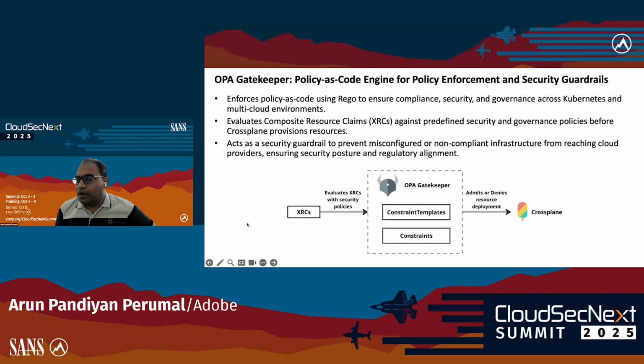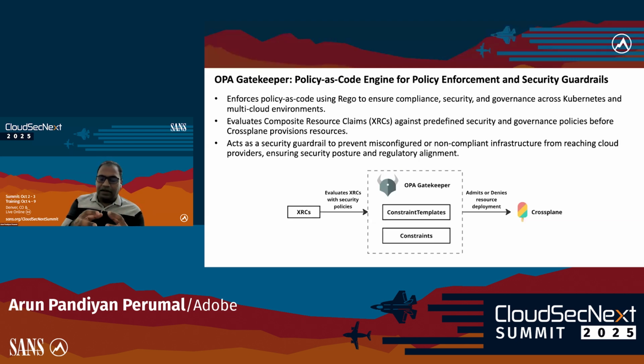So we have OPA Gatekeeper along with Argo CD and Crossplane. This acts as a policy-as-code engine to enforce policies and implement security guardrails. Before Crossplane provisions a cloud resource, OPA Gatekeeper is placed at the Kubernetes API level. It evaluates each Crossplane composite claim, and we'll talk about this later, against a set of policies. So it's like a checkpoint.